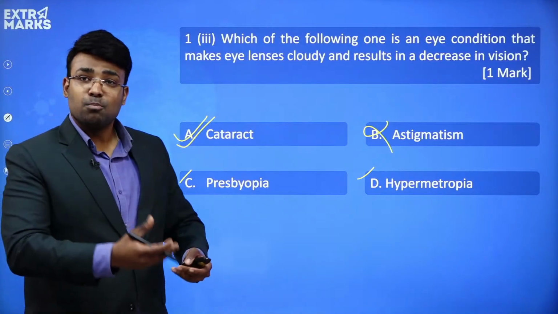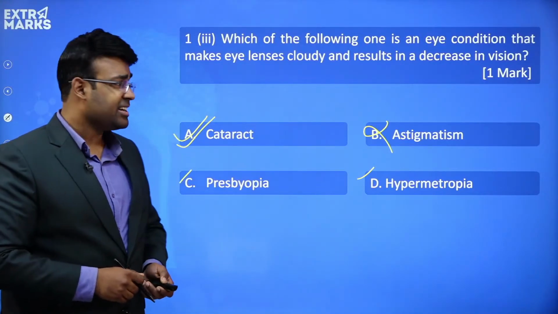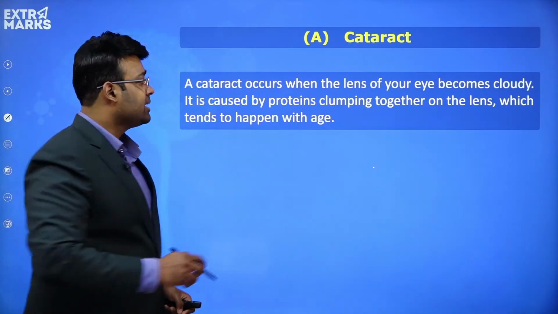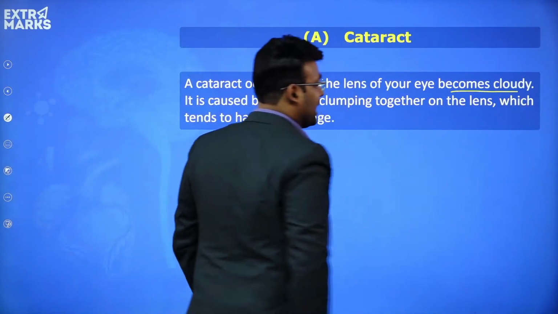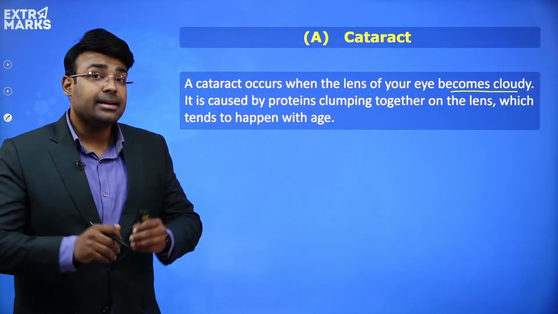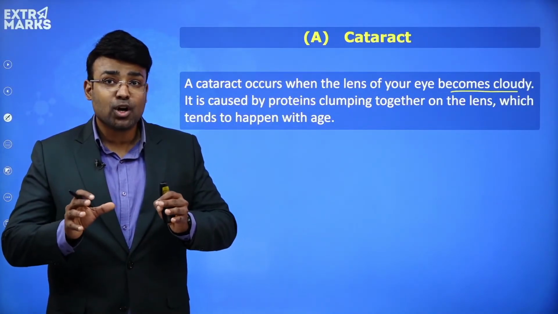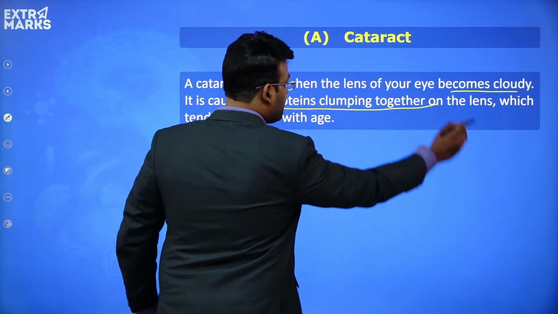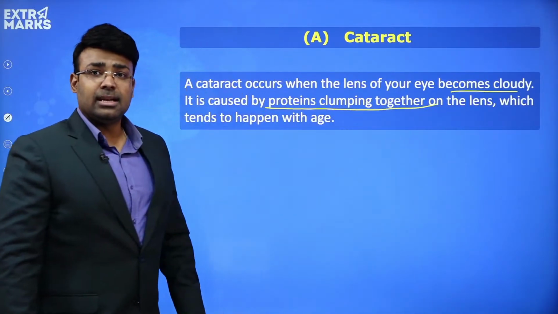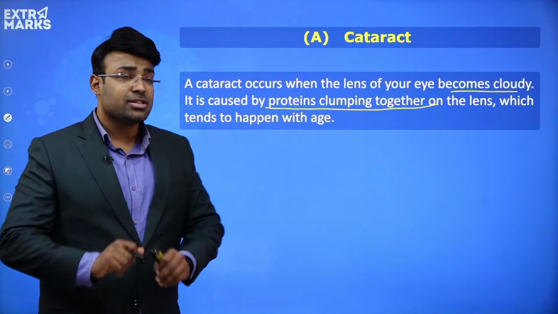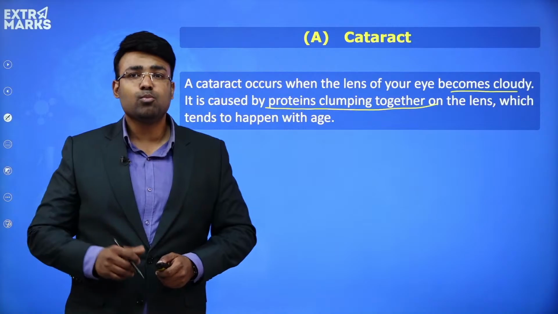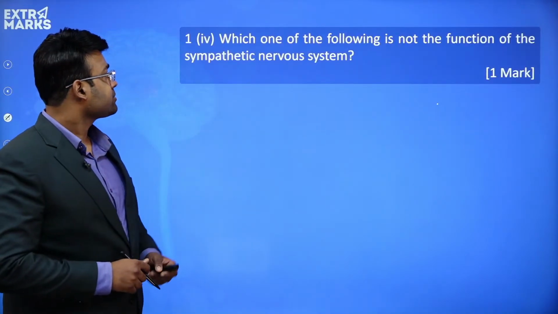So let's move to the first point, that is cataract. Cataract occurs when the lens of our eyes becomes cloudy, and why does it happen? It happens because of the clumping of the proteins present in the lenses. So protein clumping in the lens is the reason for the cataract. Clear? Okay. Let's move on to the next question, everyone.